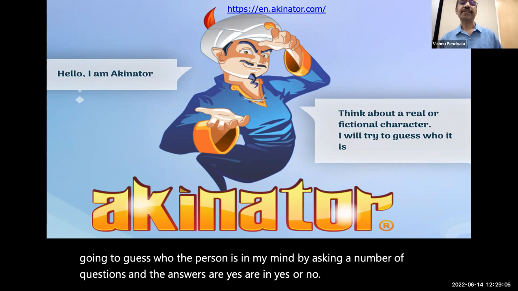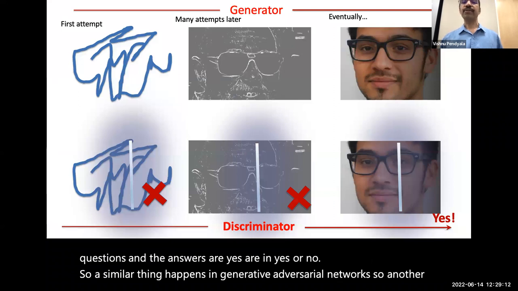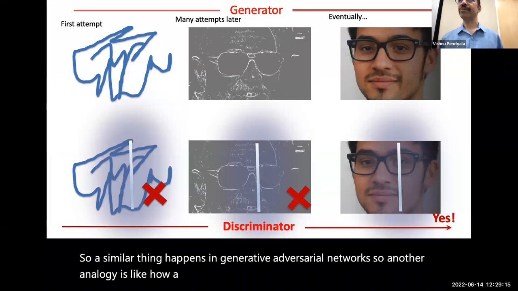So a similar thing happens in generative adversarial networks. Another analogy is like how a kid learns to write the alphabet, right? Like I remember the days when I learned the alphabet.